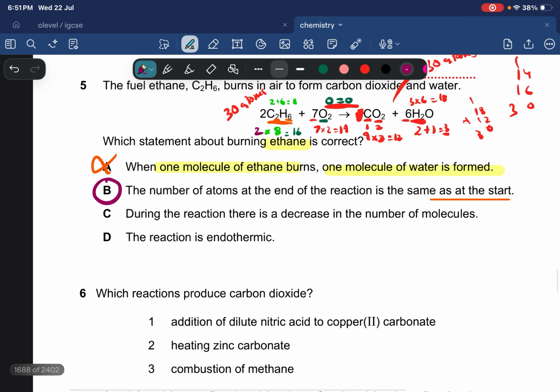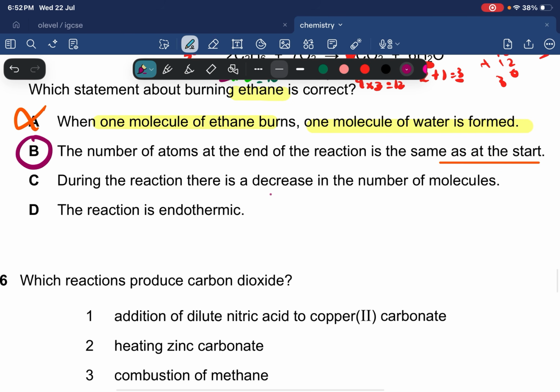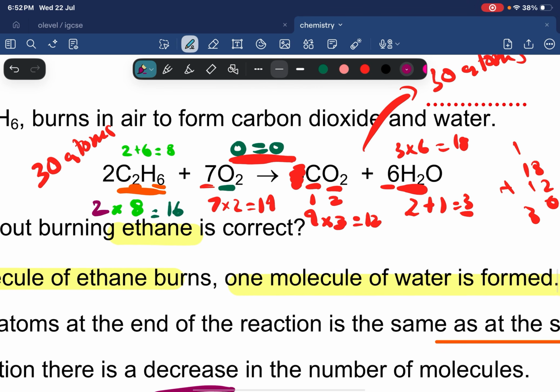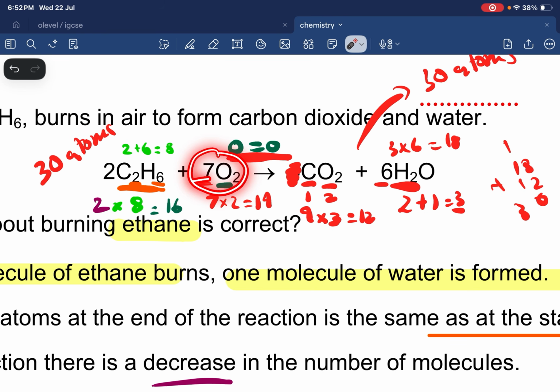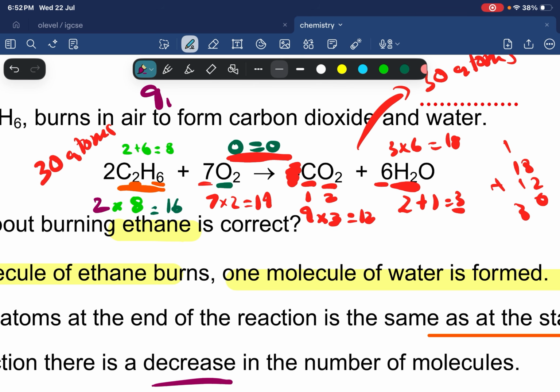You have to count it. During the reaction, there's a decrease in the number of molecules. Let's just count. At the beginning, how many molecules do we have? 7 of O2 and 2 of your ethane. So 7, 8, 9. 9 molecules at the beginning.